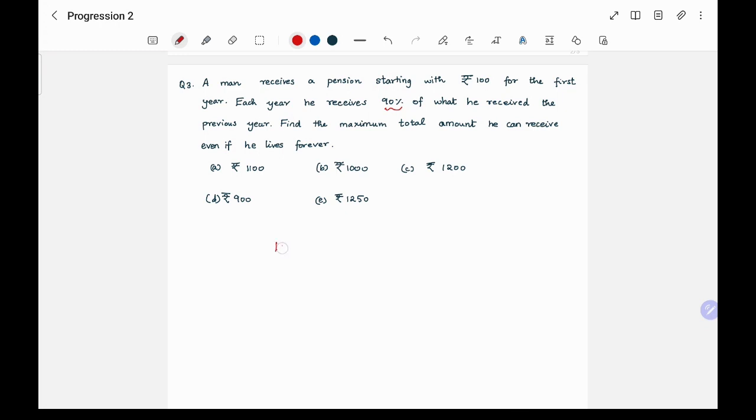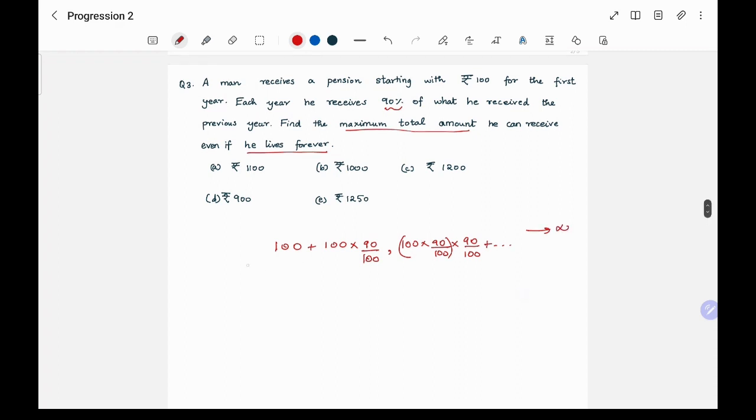So in the first year what will he receive? 100. So in the second year he will receive 90% of 100, which is nothing but 100 into 90 by 100. And in the third year he will receive 90% of this number, right? And so on. And we are asked to find the maximum total amount. So total amount means the sum of these. And if he lives forever, we are tending it to infinity.